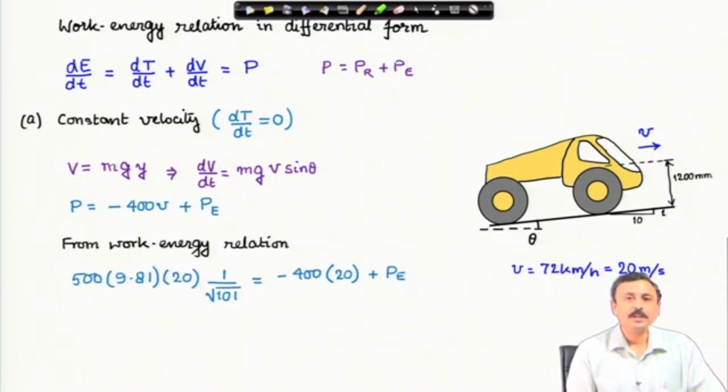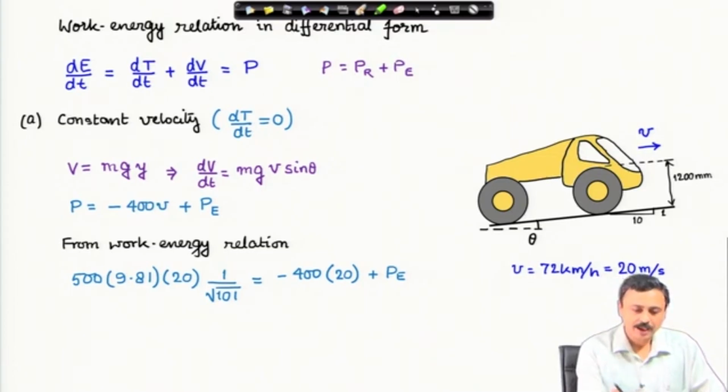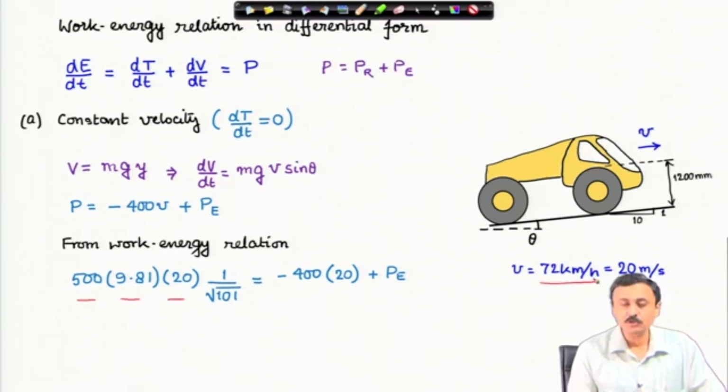I substitute these expressions in the work energy relation in differential form. I have mass, total mass of the vehicle, acceleration due to gravity, velocity along the incline, which is 72 km per hour or 20 meter per second, into sine of theta. So, sine of theta can be determined.